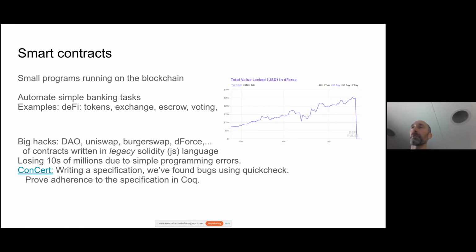And so this can be done for many of these contracts. And I mean, as formal methods people, we know that just by writing the specification, often you already find bugs in your code. And so smart contracts are a good application for these formal methods.